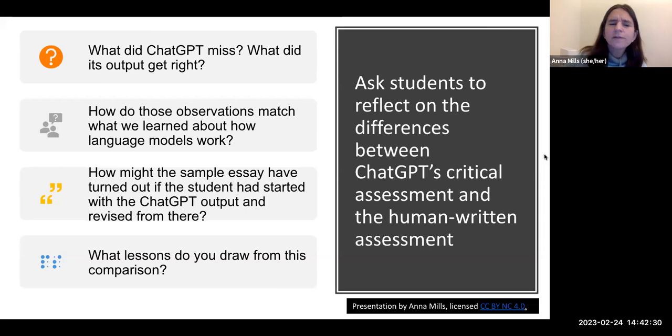And also to reflect on, what if the student had started with this auto-generated essay? Would they have missed out on all the rich observations that they did make in the sample student essay that is also provided in my textbook? And then just more open-ended, what do students draw from that comparison? So kind of inviting students in this open way to the discussion about what should be the place of ChatGPT and what are the risks and downsides of using it, but what are its capacities.